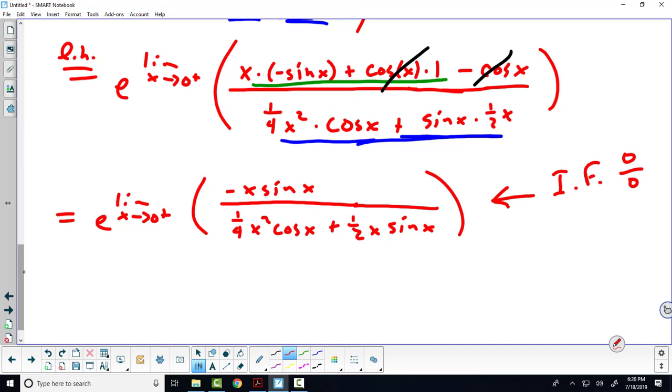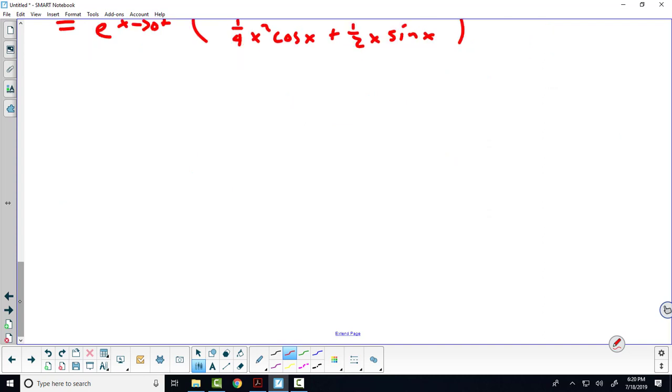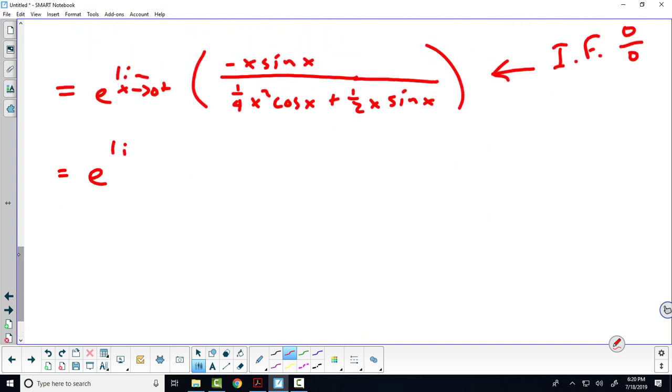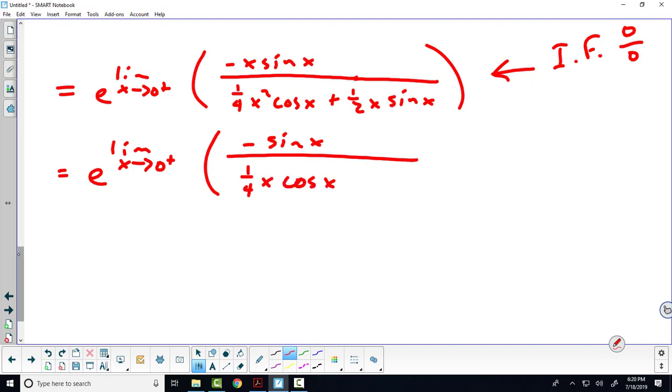Oh, sorry, I can do one more step to clean this up. That is true that it has the indeterminate form, but let's notice that we can factor out a common factor of x. So we get minus sine x over 1/4 x cosine x plus 1/2 sine x. Does everyone see that? Each one of these terms had a common factor of x. For those of you who have cancellation problems, I didn't just cancel this x with this x. I took a factor of x out of every term in the denominator and canceled it with the term in the numerator.